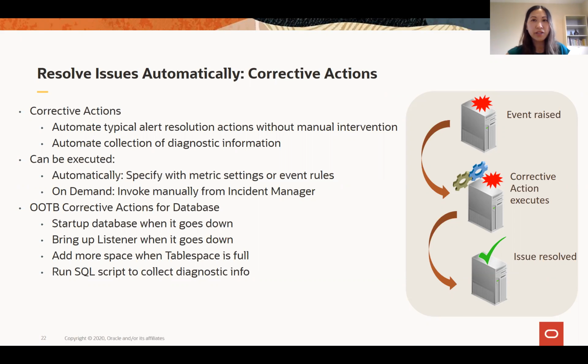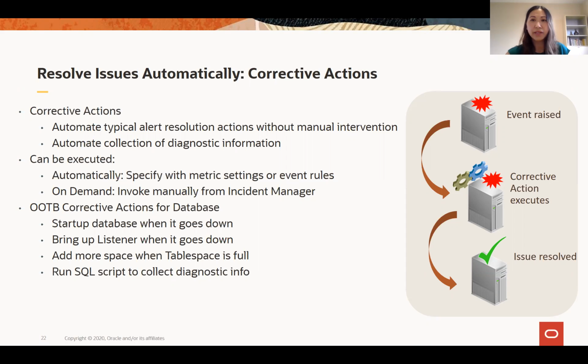Now, when a corrective action is associated to a metric, it will run when a metric violation on the warning or critical threshold occurs. And when a corrective action is associated to an event role, a matching condition for the event role will trigger the corrective action.